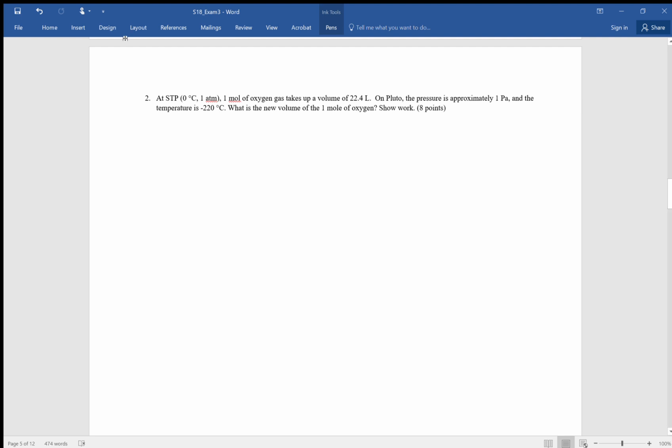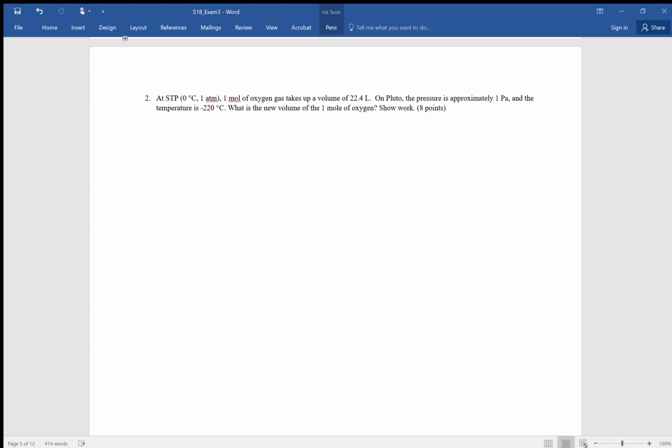This second question, we're looking at calculating the volume of a gas. Now, interestingly, there's actually a lot of information in this question that we don't need. Although at the same time, we could use it depending on how we decide to solve this question. Since the number of moles isn't changing, we could solve this as a combined gas law and compare the conditions on Earth, our standard temperature and pressure, to the conditions on Pluto.